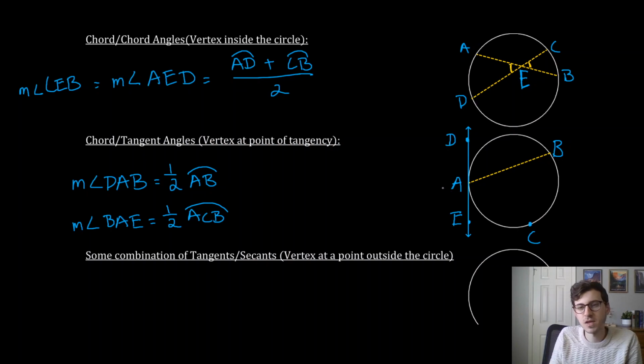And that makes sense, right? Because these two angles, DAB plus BAE, add to 180. They're supplementary. And the two arcs, AB plus ACB, add to 360. So it makes sense that those angles are half the arc lengths.